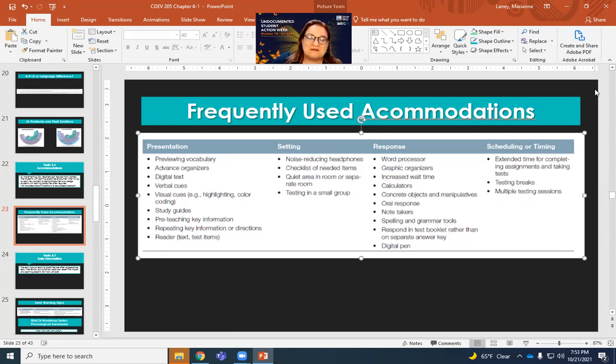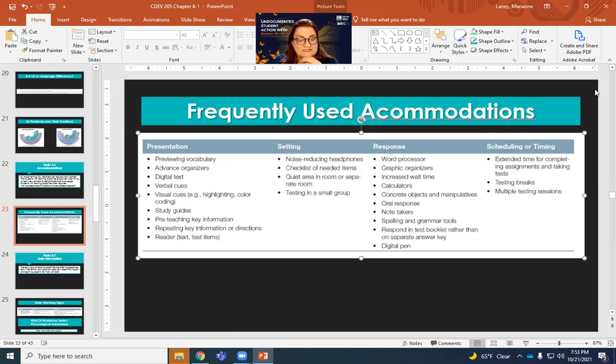So sometimes accommodations include study guides and giving hints. Like I'll do it in class. I'll be like, hey, I'm writing this on the board because you guys know I don't like to write on the board, right? So if I'm writing on the board, it's probably on the quiz or test, right? Like I still do it, right? Repeating key information or directions, having somebody read to them, having a screen reader to them.